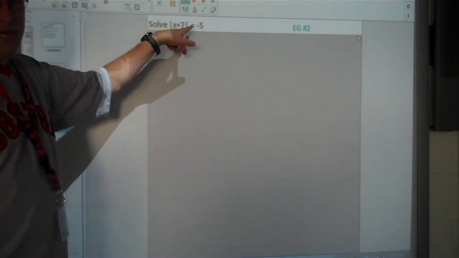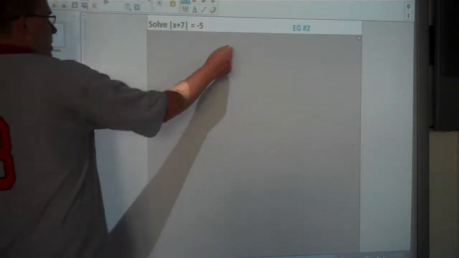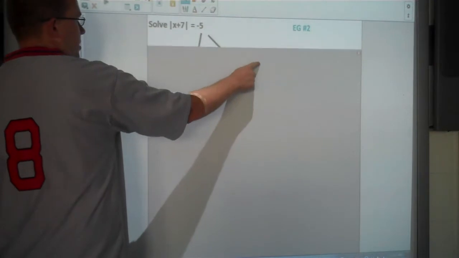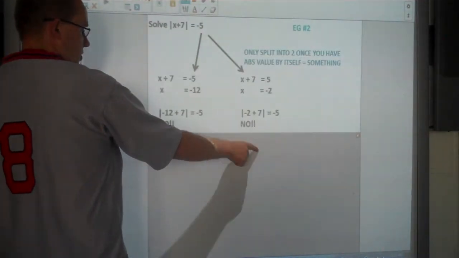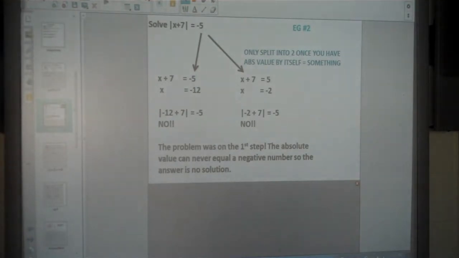Then one you've got to be careful with is this one here. It's very tempting to want to split it up like you did in the last question. Say x plus 7 equals -5, x plus 7 equals 5. Remember the definition for absolute value. Anything that's negative is going to become positive. So actually, we can never have an absolute value that equals -5. So this is actually our simplest question of all. You can try doing that, but it won't work. It's actually just no solution straight away.